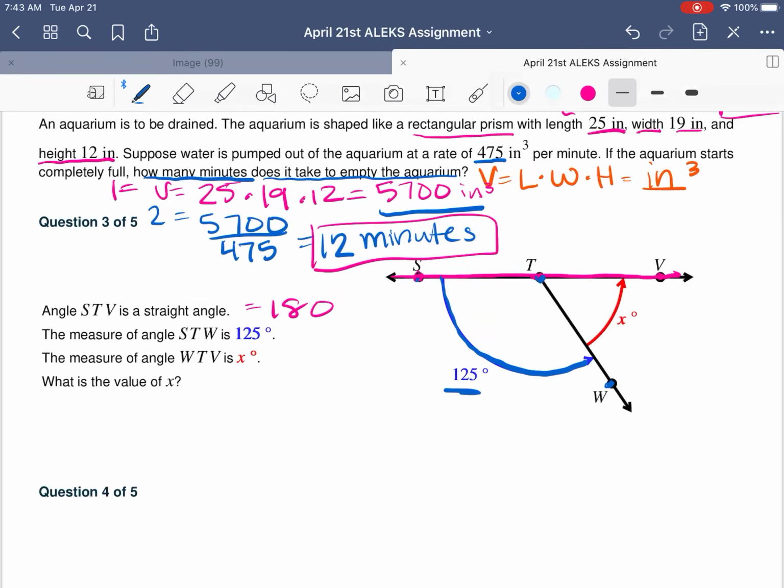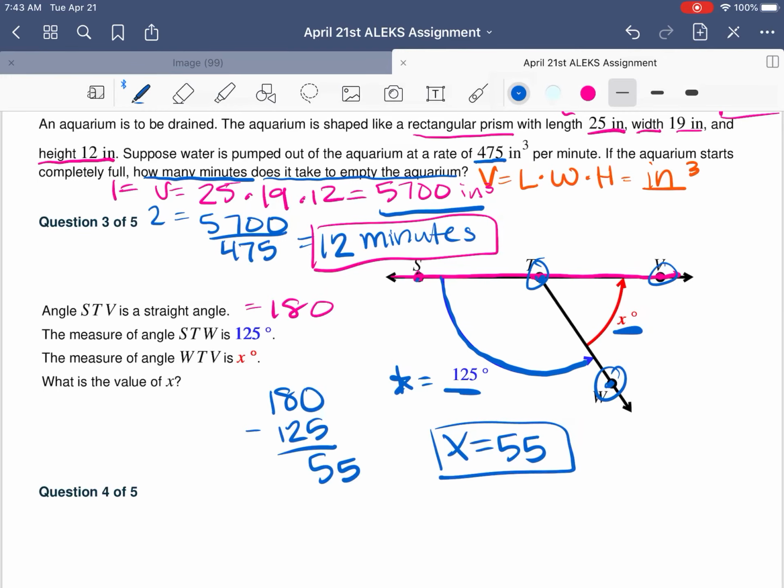Then it says the measure of W, T, and X is X. It's not telling us what it is, but it wants us to figure it out. So remember, if the whole thing equals 180, and we know that this angle right here is 125, then I basically just need to take 180 minus 125 to get my answer, which is 55. So my answer would be X equals 55 for that one.